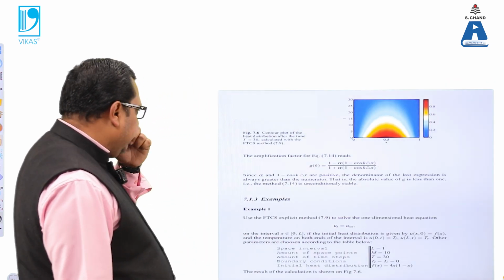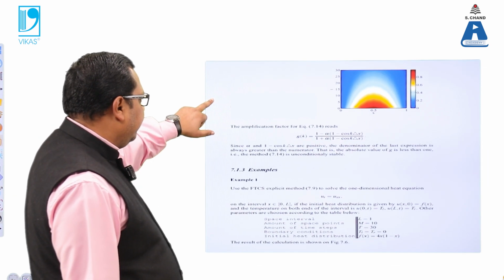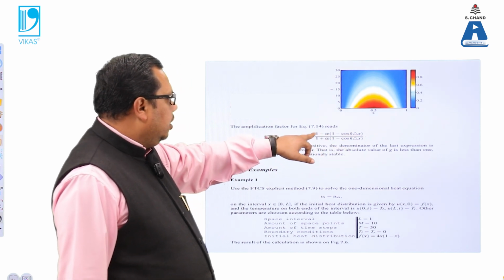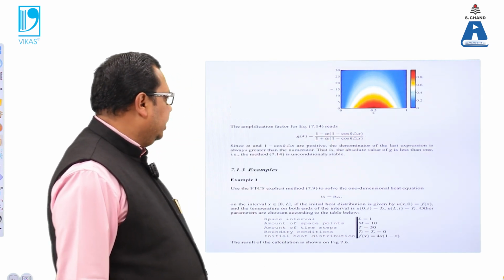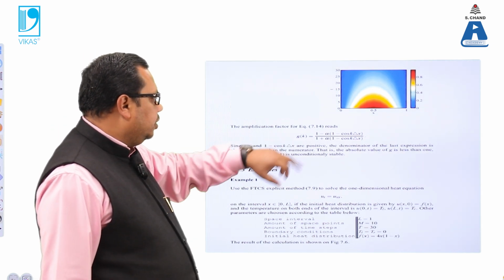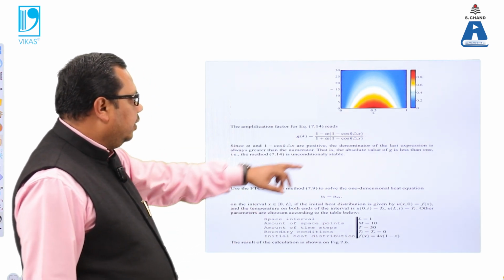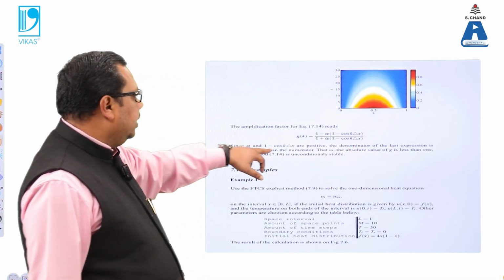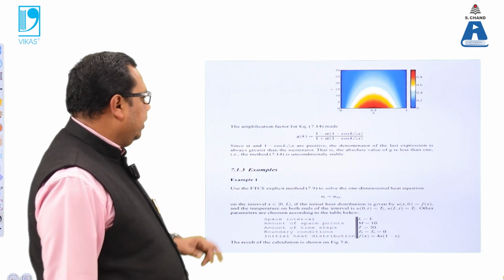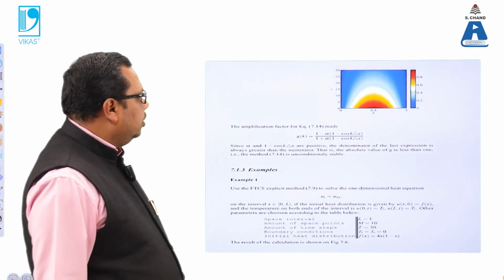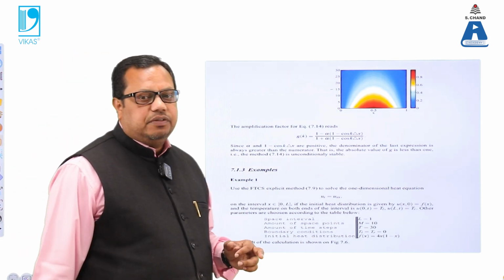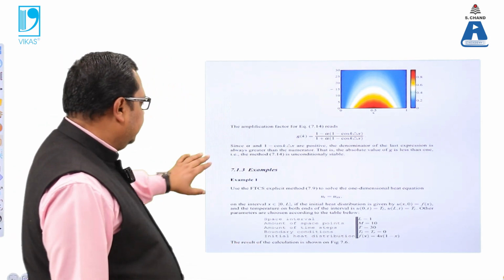Then we can see that the amplification factor gk is (1 minus alpha(1 minus cos k delta x)) over (1 plus alpha(1 minus cos k delta x)). Alpha and 1 minus cos k delta x are positive. The denominator of the expression is always greater than the numerator, so this is the absolute value of g that we get from this example. Here we can see how we calculate the amplification factor.